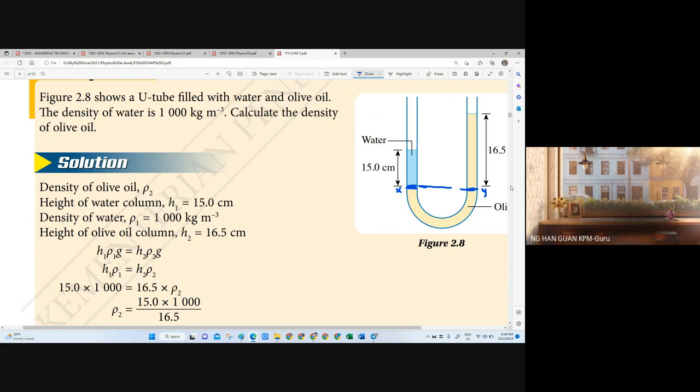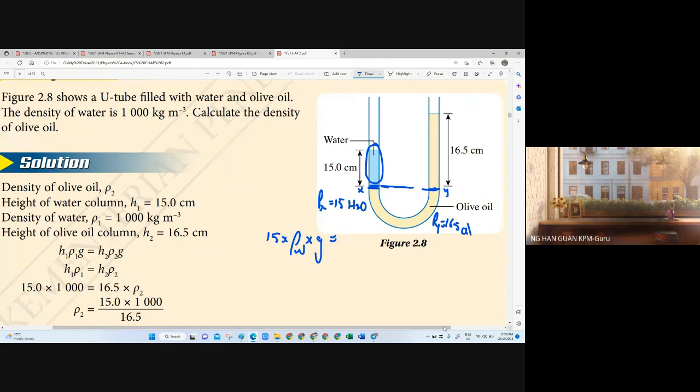But the pressure at X is because of the water. So at X we have 15 centimeter of water, H2O. But at Y, we have 16.5 centimeter of oil pressure. Due to the different types of liquid, we have different densities. So here it is 15 multiplied by the density of water multiplied by g. On the other side, we have 16.5 multiplied by the density of the oil and multiplied by g. So g and g cancel, right? So that's how we solve it.